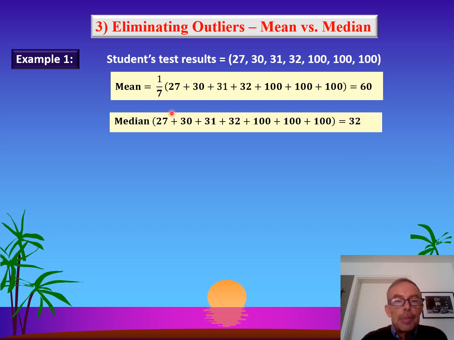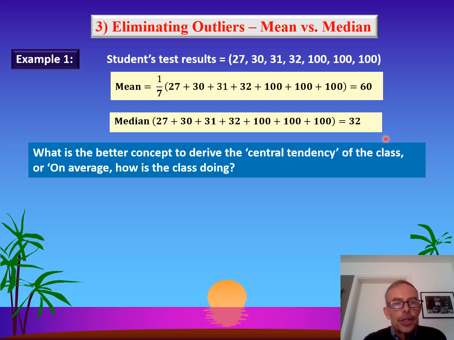And then we can take the median, which is just the middle value of an ordered number series. And I ordered them here already. Here I ordered them again. And here the median is 32. Okay. And now the question is, what is the better concept to derive the central tendency of the class? Or in other words, on average, how is the class doing?